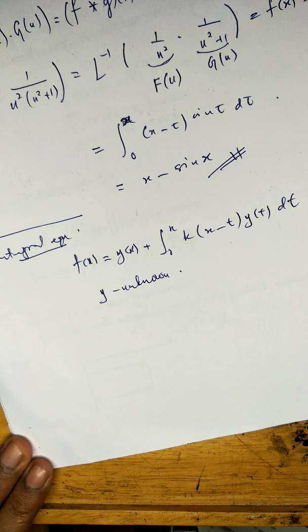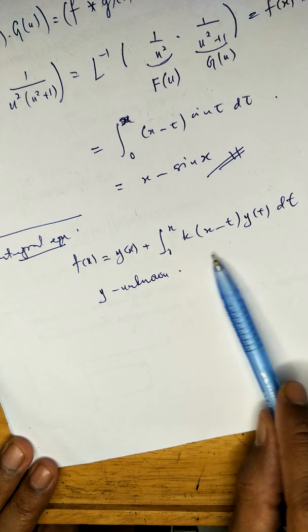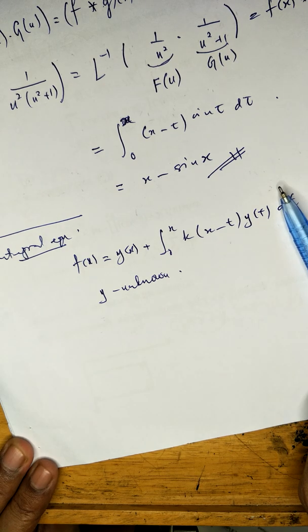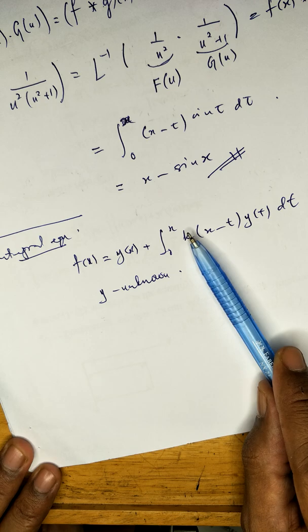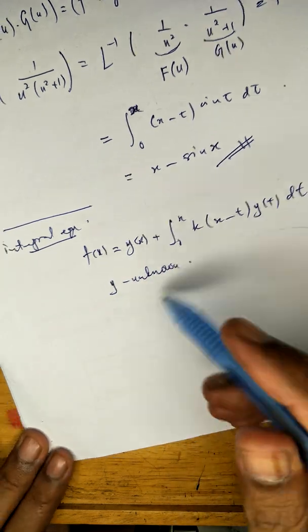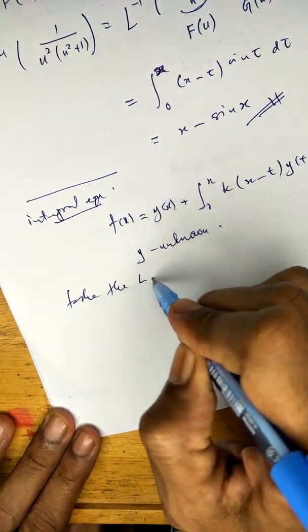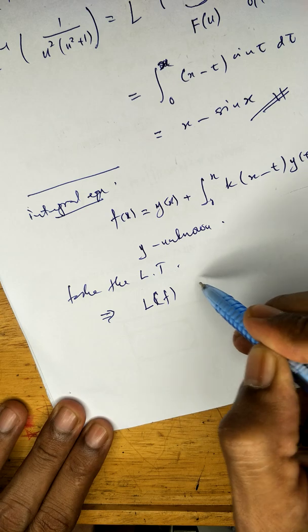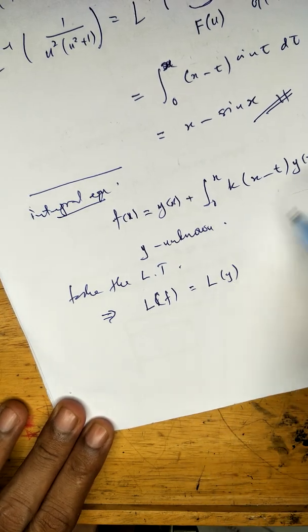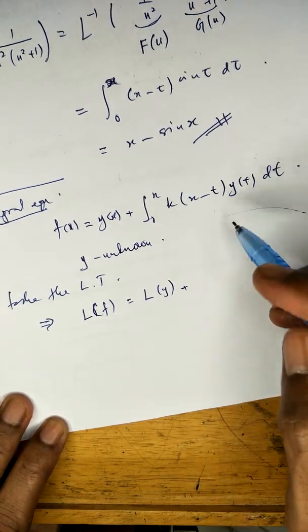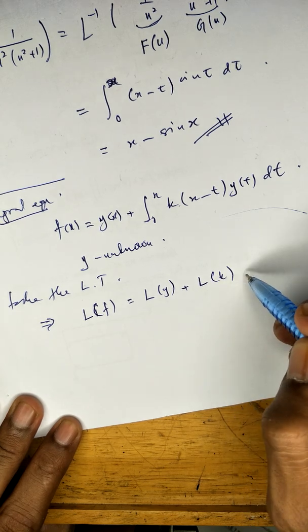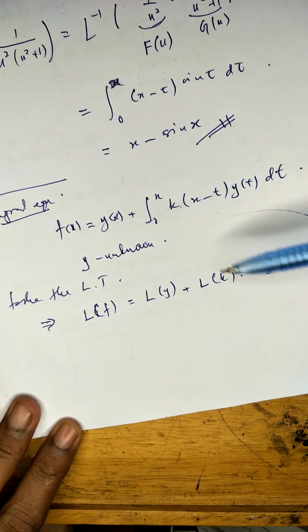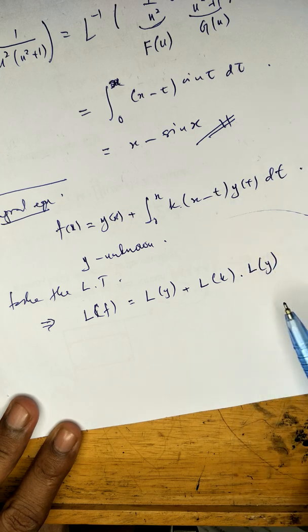So if you want to solve for y, we need some trick to do that. If you look at the right hand side that involves the integral, you can see this is the convolution of two functions. So if you take the Laplace transform of both sides, left and right, we have L of f equal to L of y plus the Laplace transform of k times the Laplace transform of y, because this is the definition of the convolution between two functions.